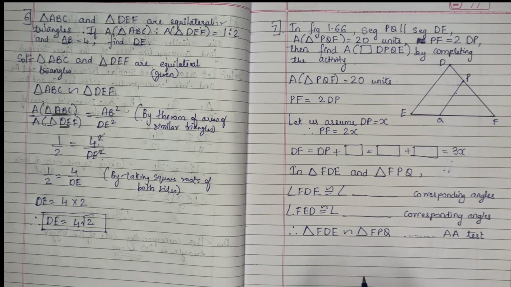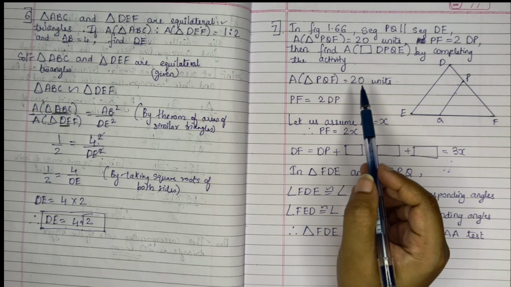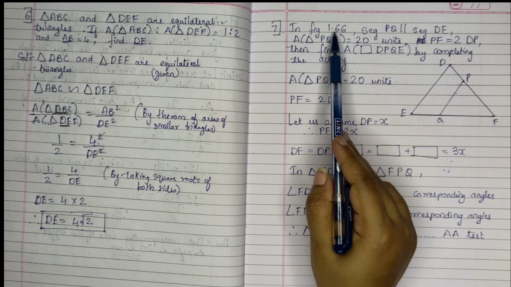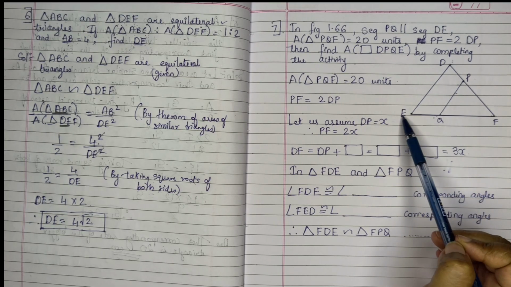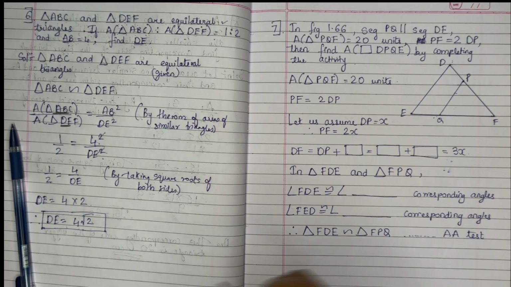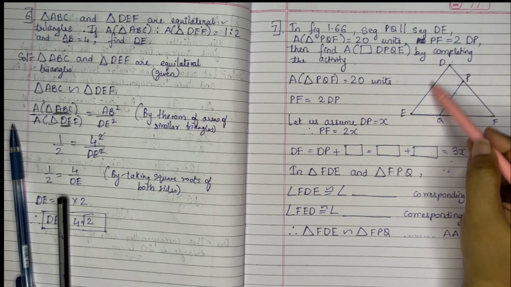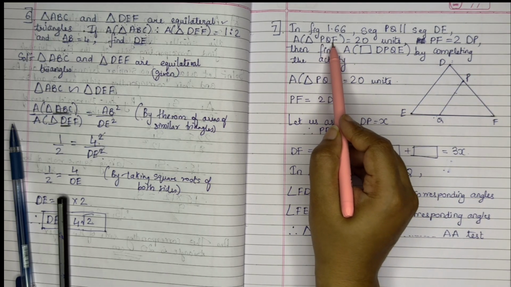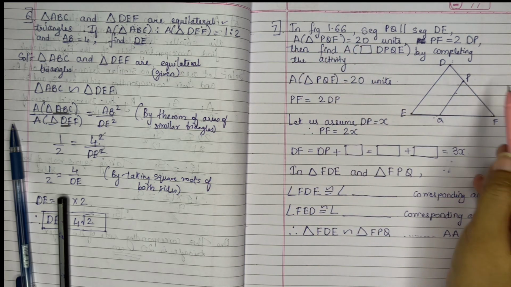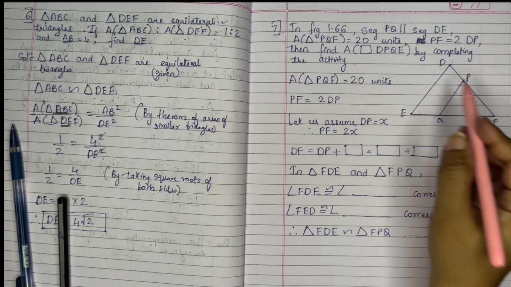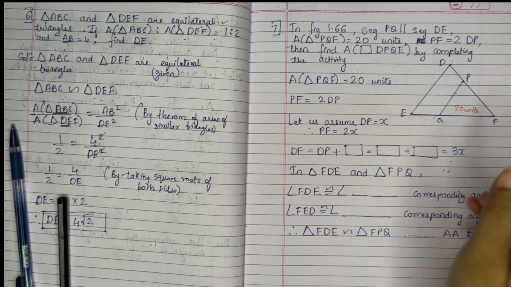Now see the seventh sum. In figure 1.66, segment PQ is parallel to DE. The area of triangle PQF, that means this smaller triangle, is given as 20 units.